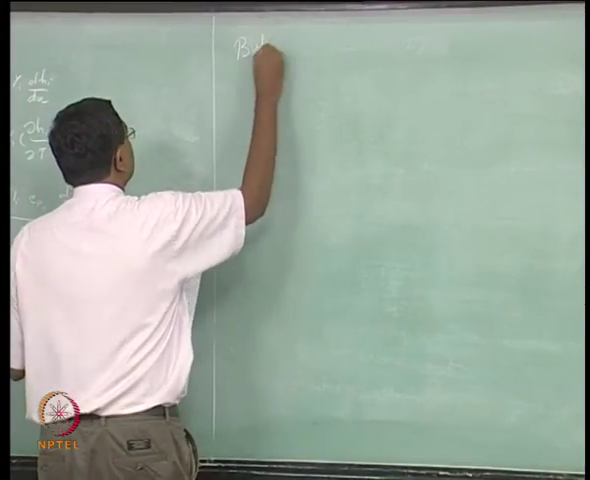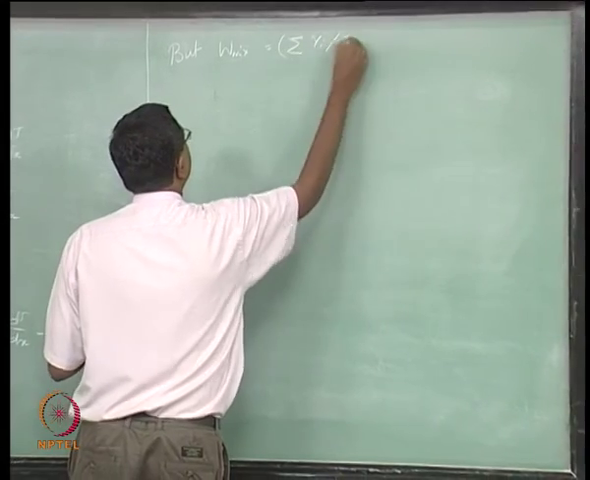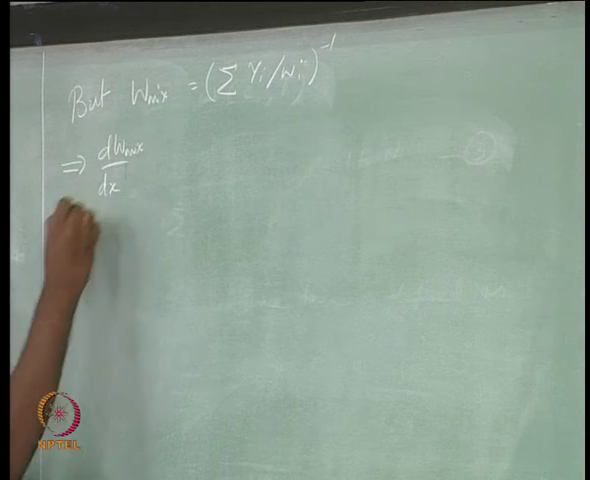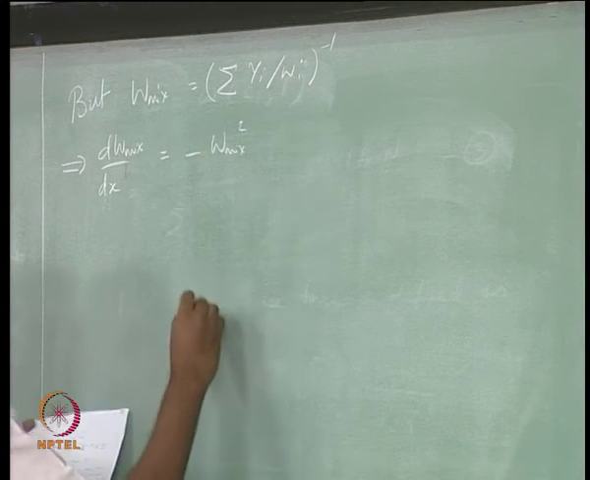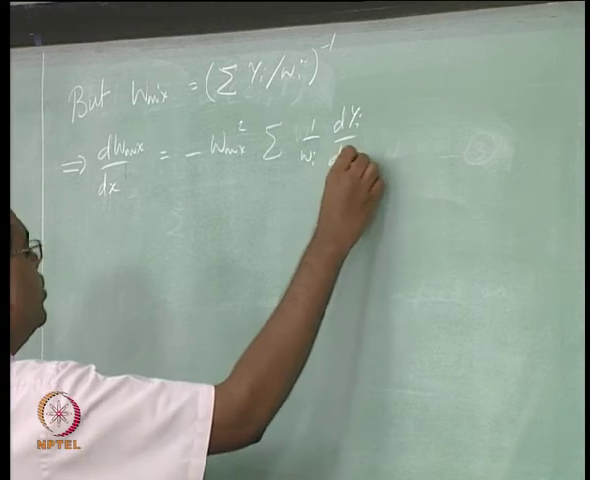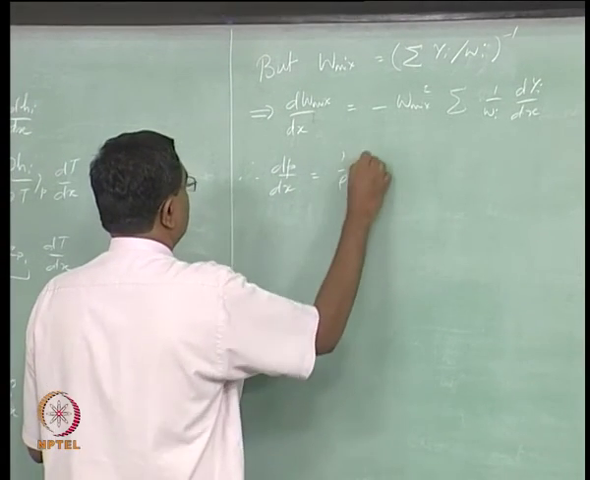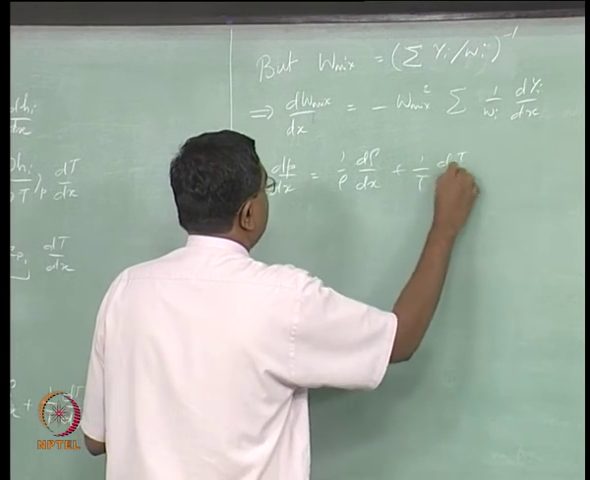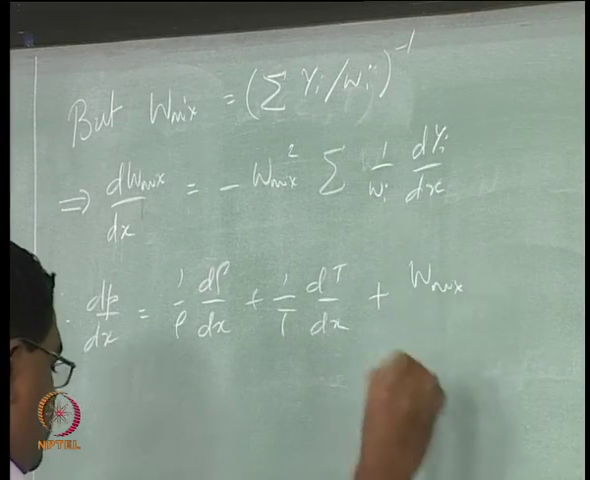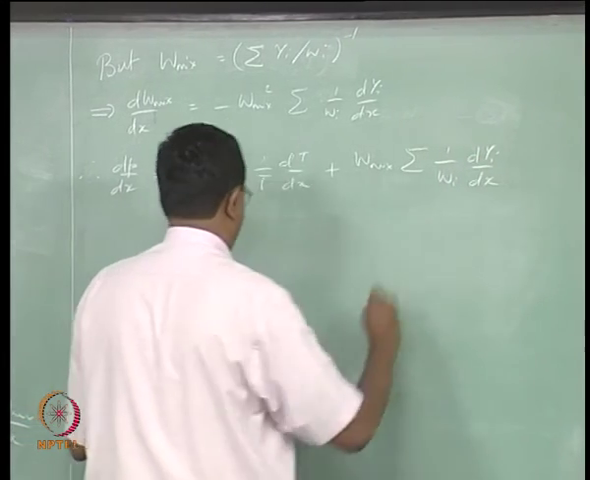But W mix is equal to sigma yi divided by Wi, whole to the minus 1. So dW mix over dx can be written as minus W mix squared sigma 1 over Wi dyi over dx. So therefore 1 over p dp over dx is 1 over rho d rho over dx plus 1 over T dT over dx plus, the negative signs get together, so you get a plus W mix sigma 1 over Wi dyi over dx.